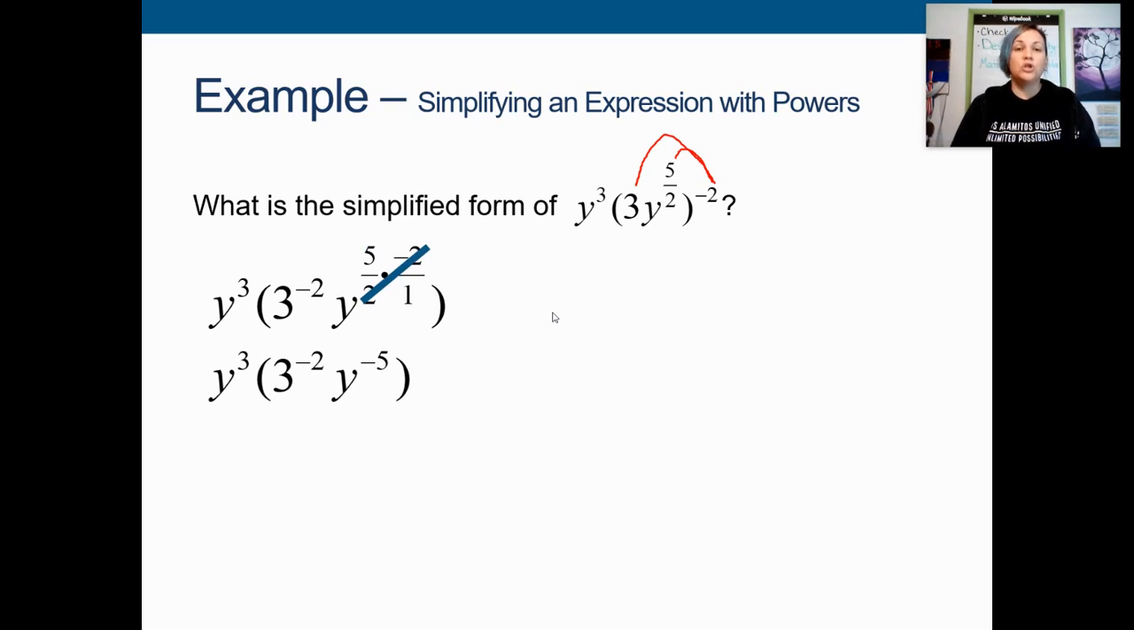The next thing that you should do is you should find your common bases and combine them together. In this problem, I have 2 letter y's, so I will need to combine those together using addition on their exponents. So I'm going to add together the 3 and the -5. 3 plus -5 is -2.